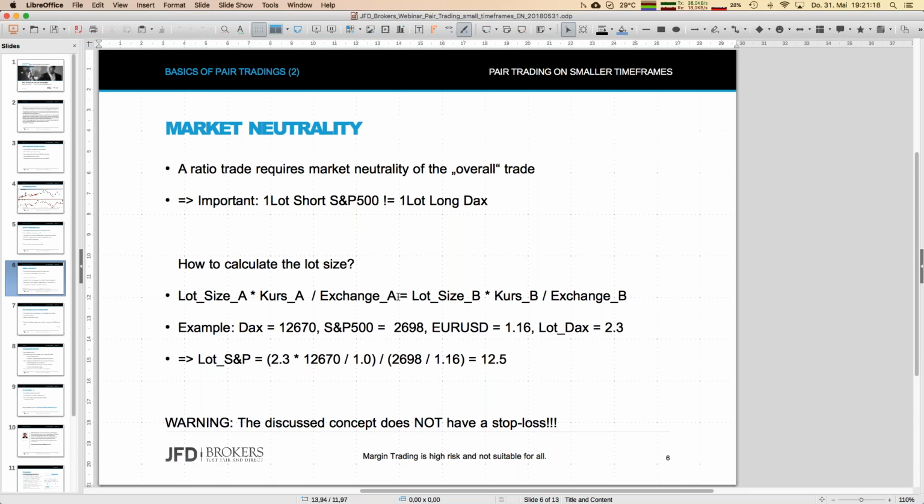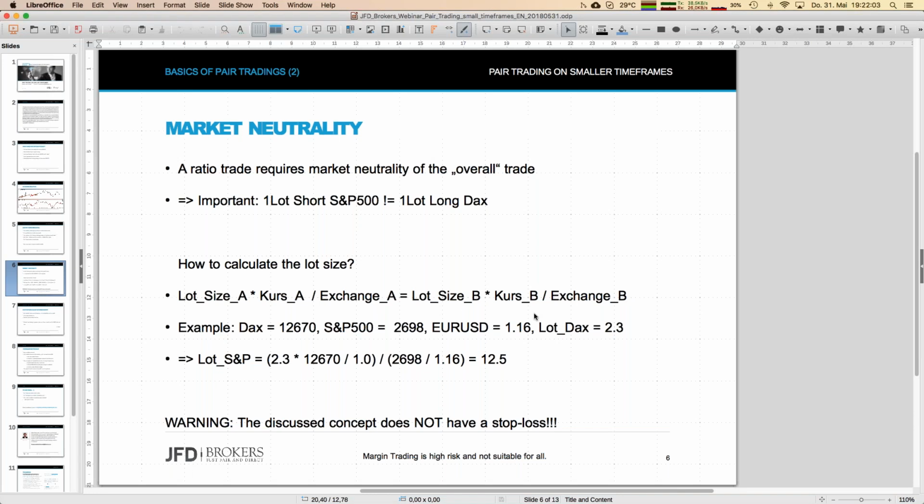On the left side of the equation, we have everything related to, let's say, underlying A. So we multiply the lot size, we multiply the price. Oh, that's still in German, sorry. Kurs is price. The lot size of underlying A times the price of underlying A divided by the exchange rate of that specific underlying. In case of the DAX, and my accounts are in euro, the exchange rate is simply 1, because the DAX is priced in euro. So we would not have that one here.